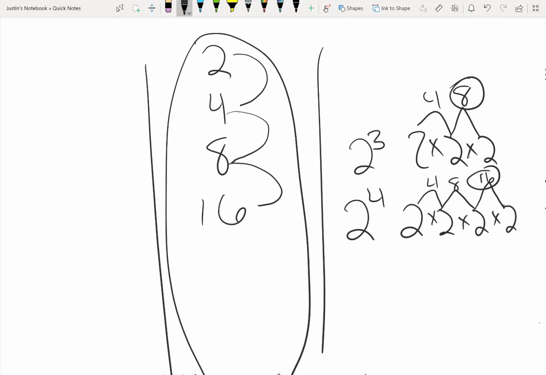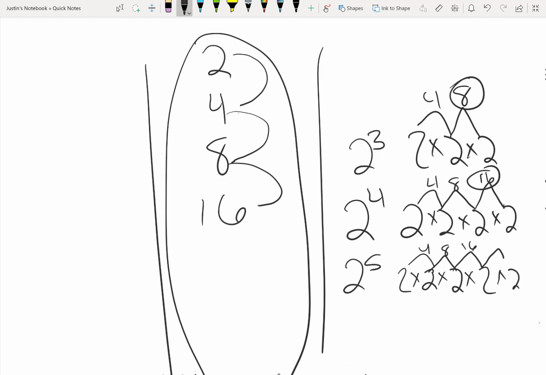All right, and then this is just going in order. 2 to the fifth power, 2 to the sixth, and that's in order. All right, 2 to the fifth power is 2 times 2 times 2 times 2 times 2. All right, 2 times 2 is 4. 4 times 2 is 8. 8 times 2 is 16. 16 times 2 is 32.